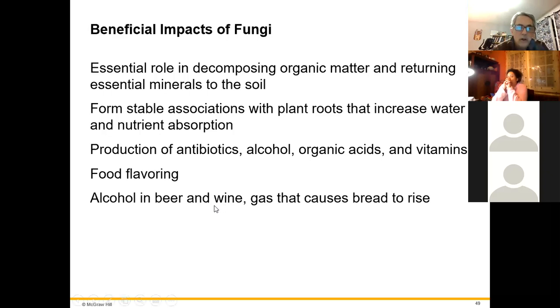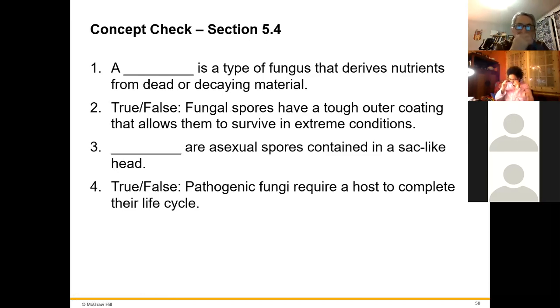The alcohol, beer and wine, the gas that causes bread to rise is all due to the presence of fungi. So a blank type of fungi is a type that derives nutrients from dead or decaying material. This is a saprophyte.